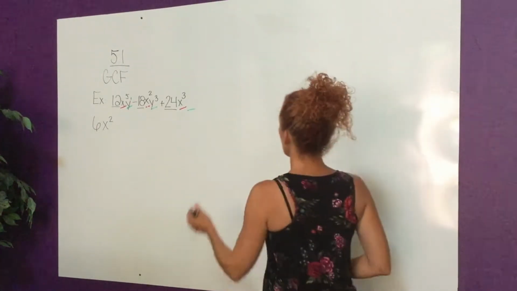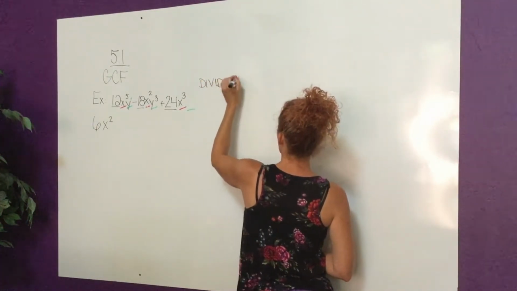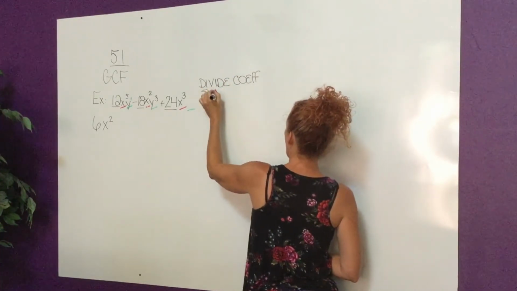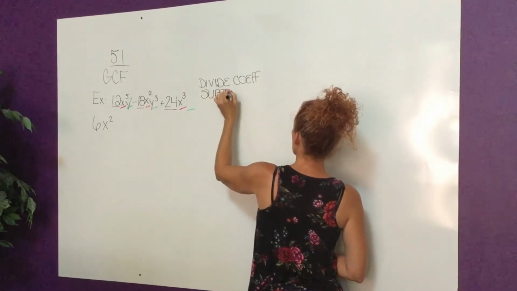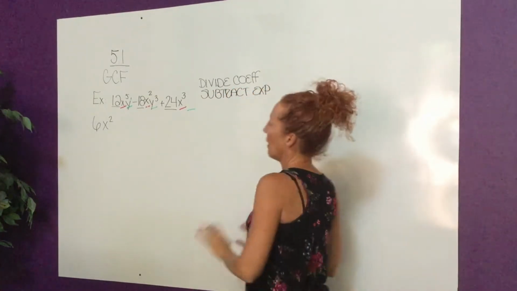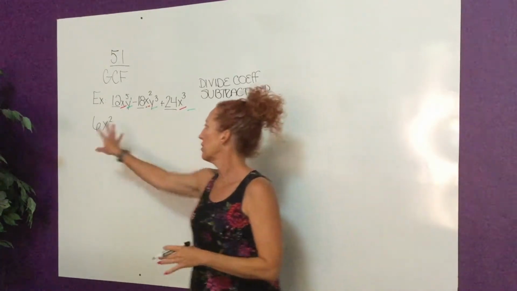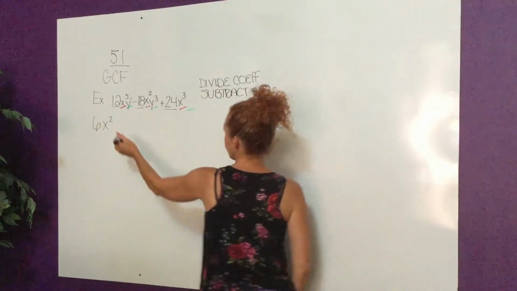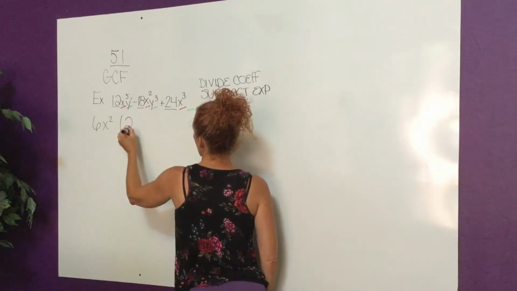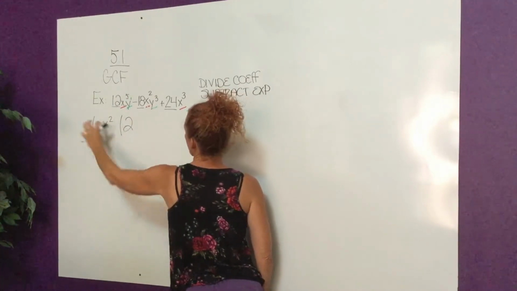All right, so we're going to divide our coefficients, and we are going to subtract our exponents. And nothing is going to change with that variable y because we didn't do anything out here. So 6 goes into 12 twice. 5, take away 2 because I'm pulling it out.